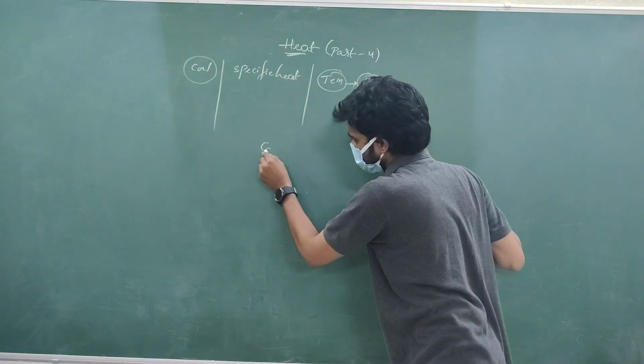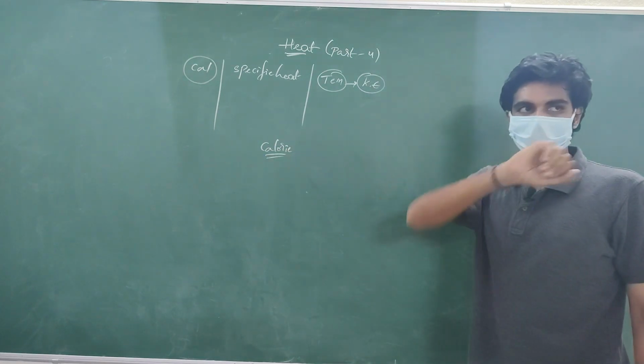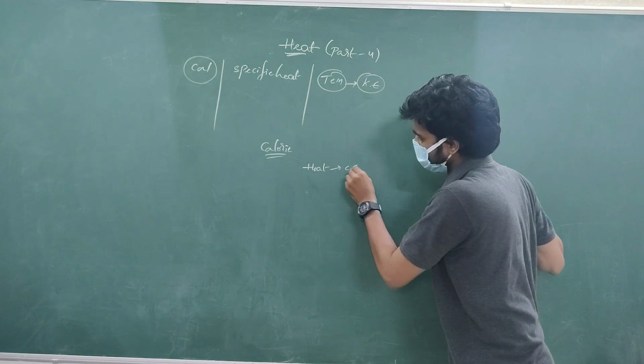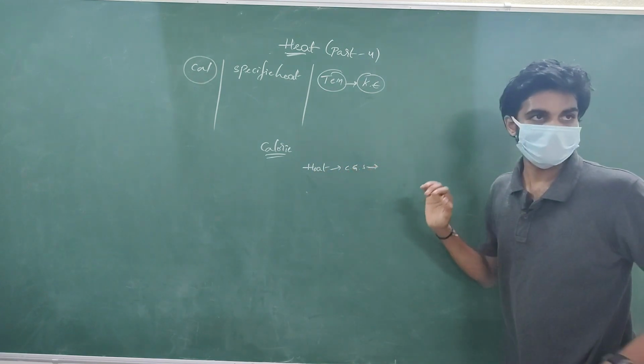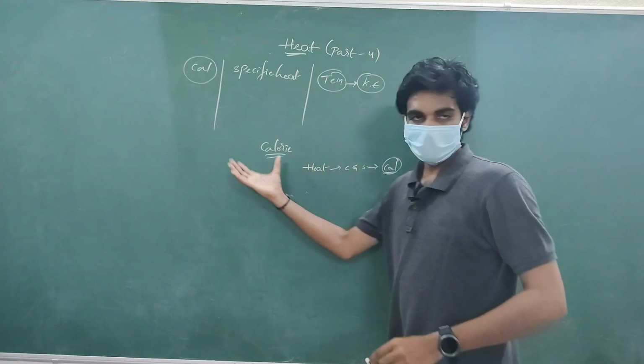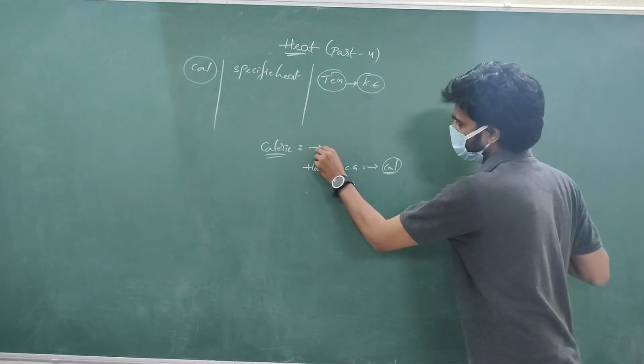So if you look into the calorie, normally as you studied in the first part, heat has a CGS unit, right? The CGS unit of heat is calorie. But coming to the calorie, calorie has a particular definition. Coming to the definition of calorie, it's very simple.